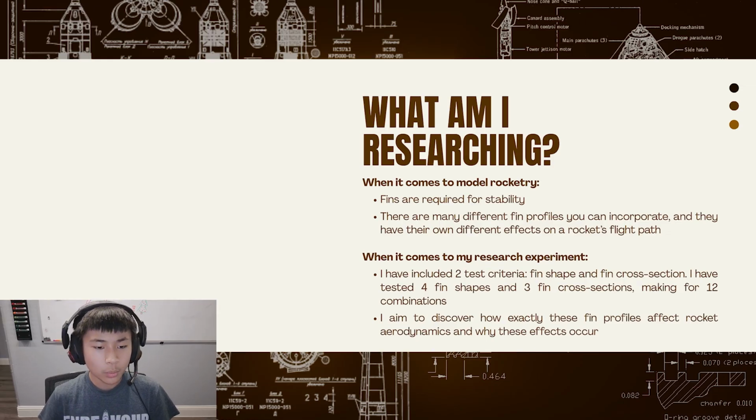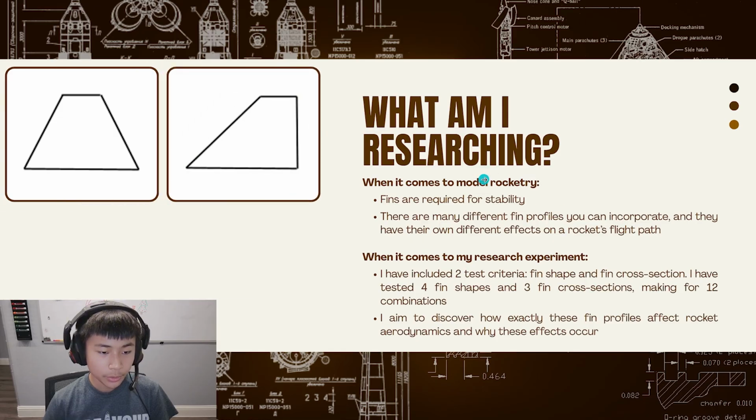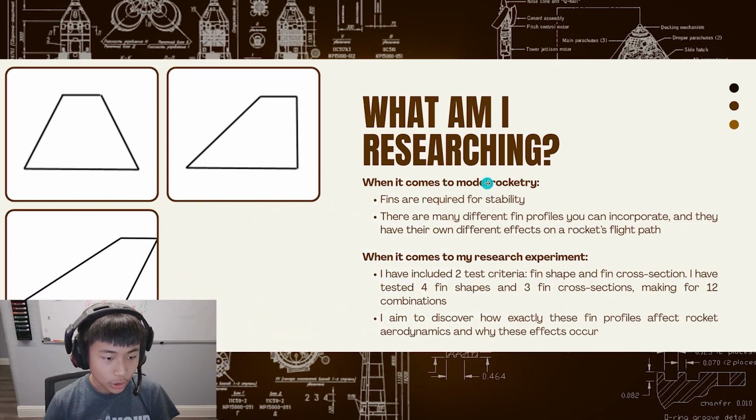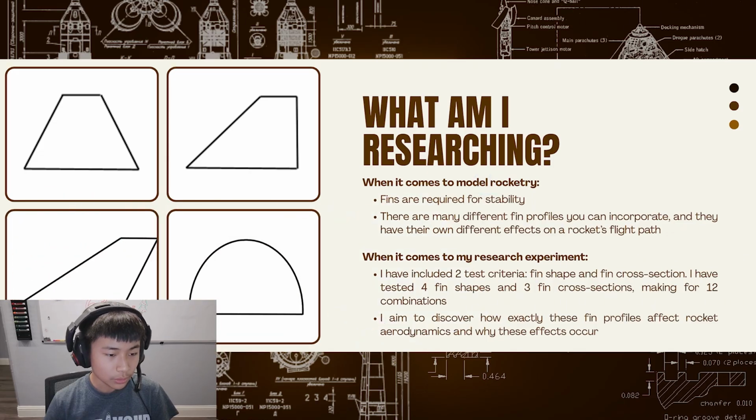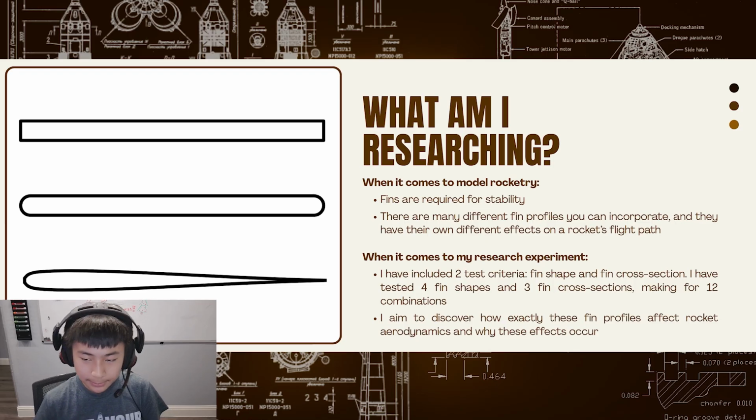I will be experimenting with these different fin designs, testing 4 common fin shapes and 3 common fin cross-sections. The 4 fin shapes I will be testing include trapezoidal symmetrical, trapezoidal delta, trapezoidal swept, and elliptical. The 3 fin cross-sections I will be testing include square, rounded, and airfoil. I aim to determine exactly how these designs affect a rocket's aerodynamics, and arguably more importantly, why exactly these designs cause these effects.